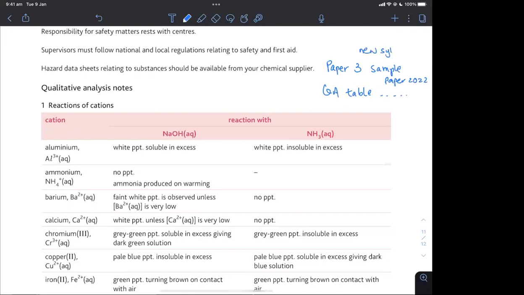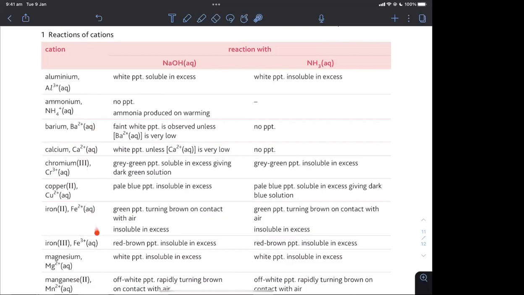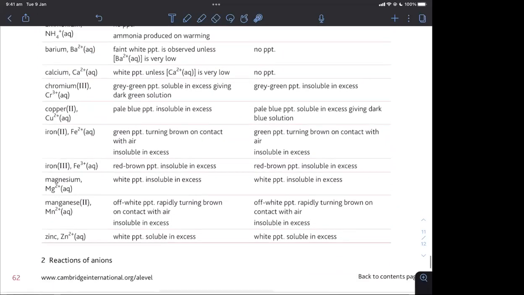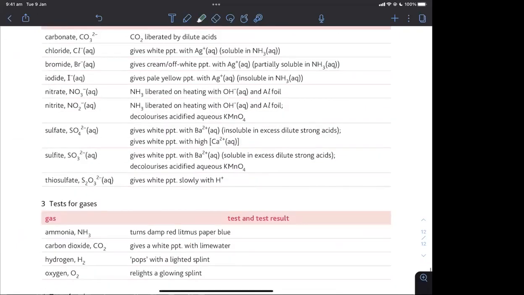So be very careful. Do not assume that the table you have is everything, because there is a new syllabus, including the practical. You will see that all of these are the same, so these have had no change. I've noticed that the cations had no change, but there's something new in the anions. This is for the 2022 syllabus, so don't say I didn't tell you.